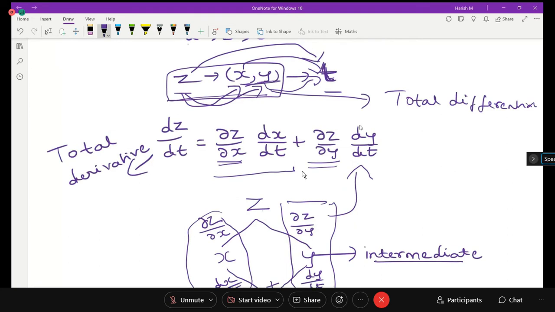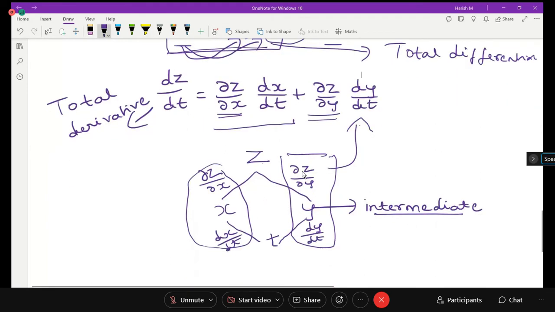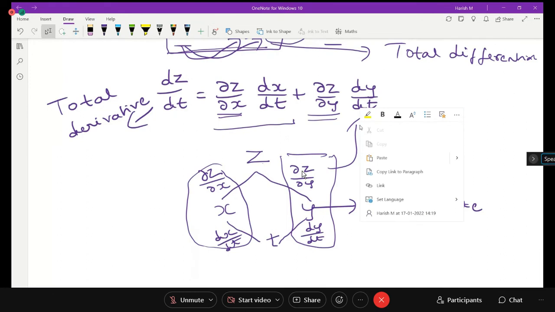Sir, after dou z by dou x, why don't we take dou x by dou t? Why do we take dx by dt instead? That's what my question is. When are you going to use ordinary derivative and when are you going to use partial derivative? If you understand that, then only you can say why exactly I have written dx by dt and dou z by dou x.